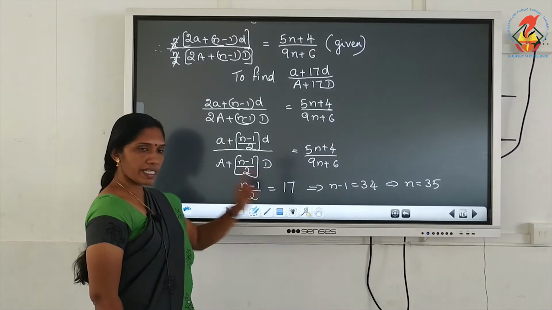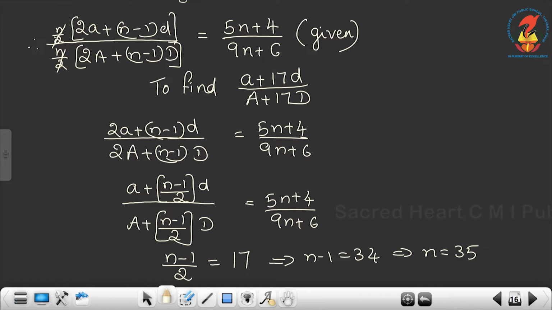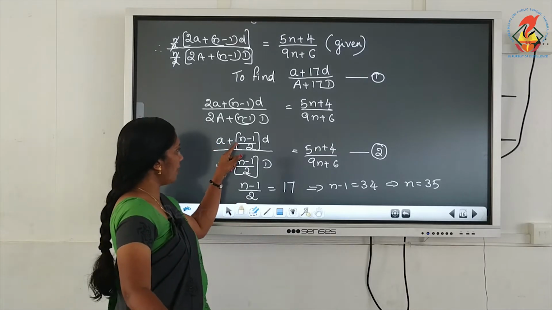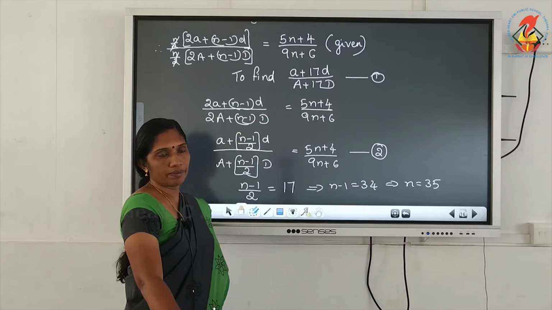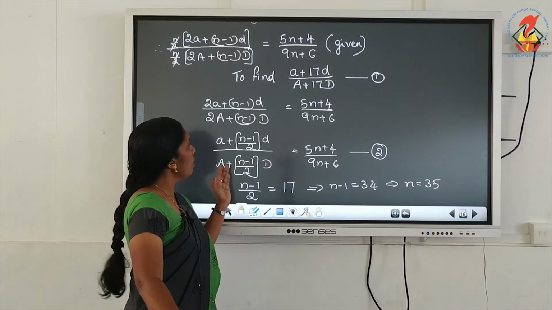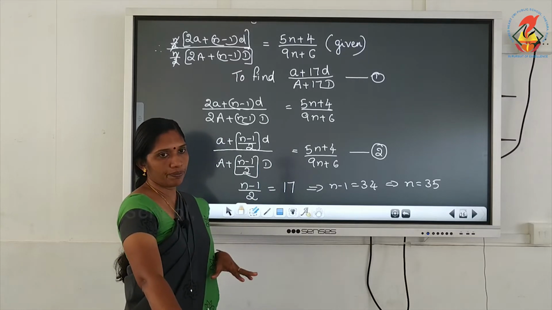So, when n is equal to 35, the second expression reduces to 1, isn't it? So, here the right hand side also you have to give the same value.